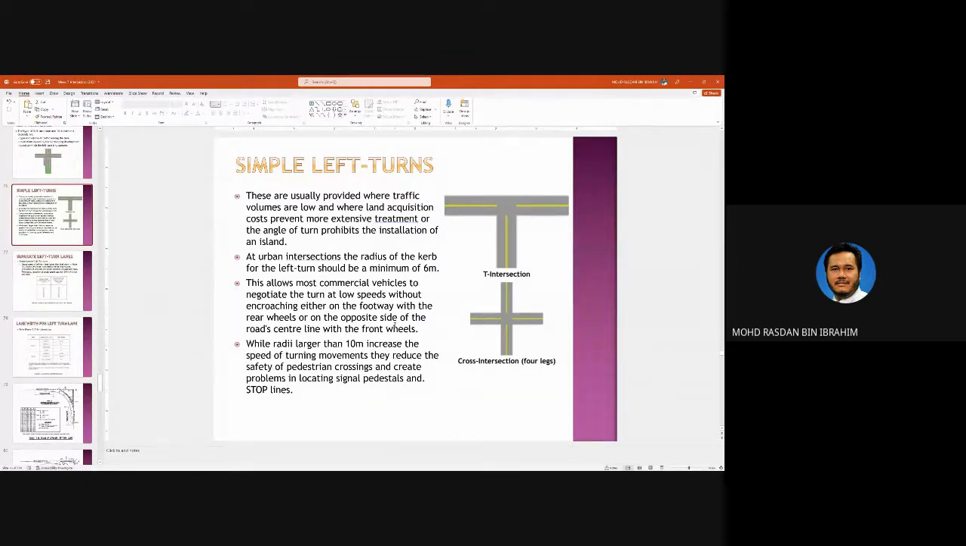While radii larger than 10 meters increase the speed of turning movement, they can reduce the safety of pedestrians. Although it seems good to have a larger turning radius, for tight urban areas it is advisable not to have it larger than 10 meters. Because if you have a radius larger than 10 meters, vehicles will take the turn at a higher speed.